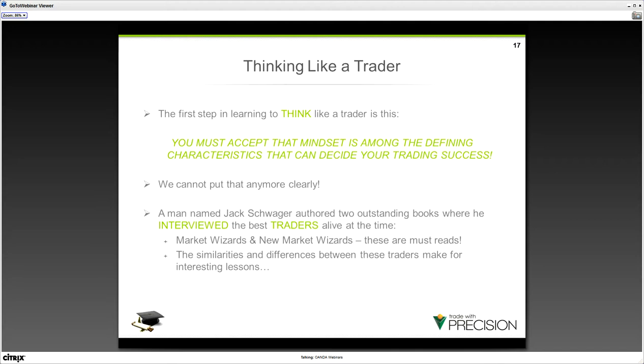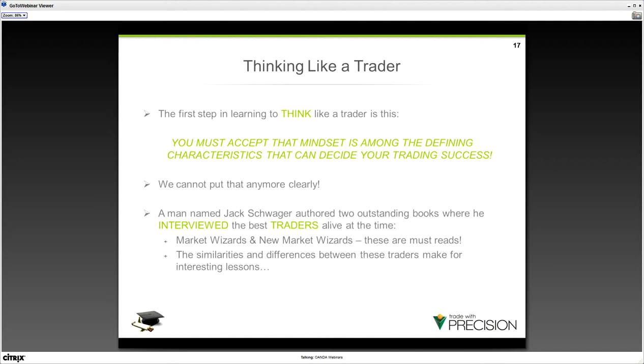So there was a guy by the name of Jack Schwager. He wrote 2 very good books where he interviewed some of the best traders in the world at that particular point in time. 2 books by the titles of Market Wizards and New Market Wizards. And these books are really a must-read for everyone considering trading as either a primary or a secondary source of income. So Jack interviewed and then determined the similarities and the differences between these traders to try and make sense of this phenomenon that we call trading.